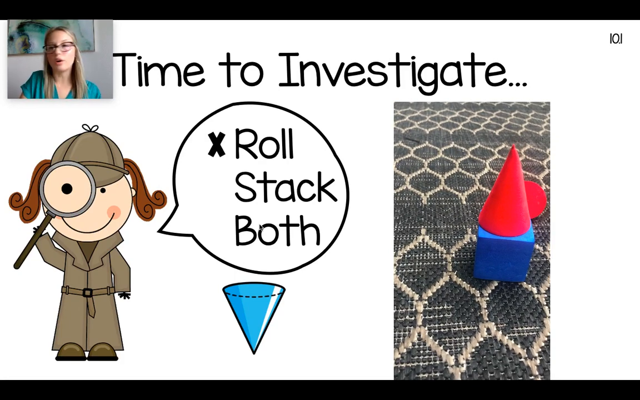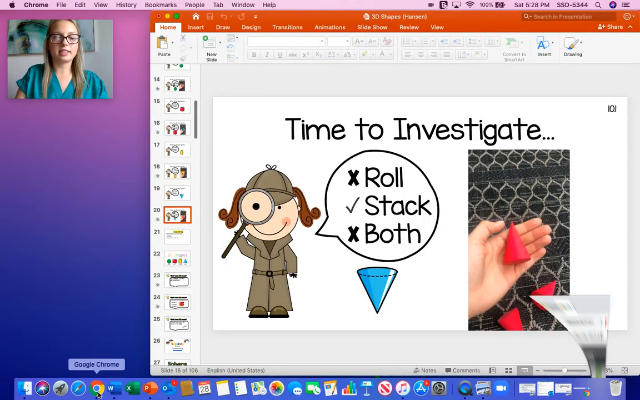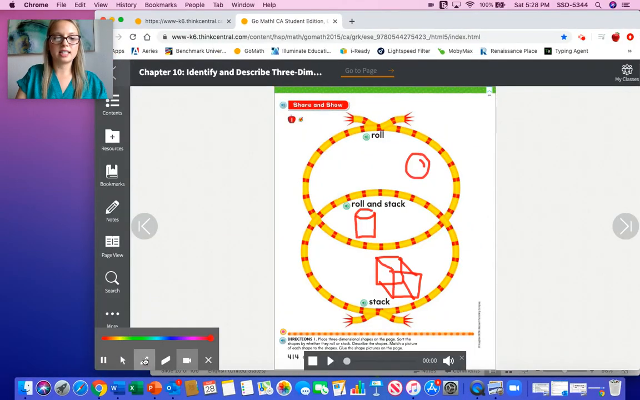So let's review. It cannot roll, right? We just saw it going in circles. It wasn't going forward, right? Can it stack? Yeah, on top of a cube, it can stack. So can it do both? No, can't roll, right? So we're going to put this in the stack. Let's draw this in our stack section. Stack starts with an S. Here's your stack. So we're going to draw an oval or a squished circle with a pointy bottom. Oops, mine's not perfect. That's okay.